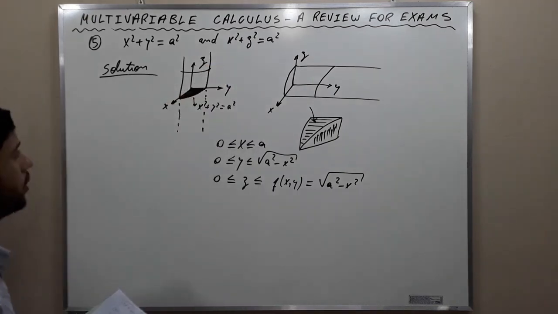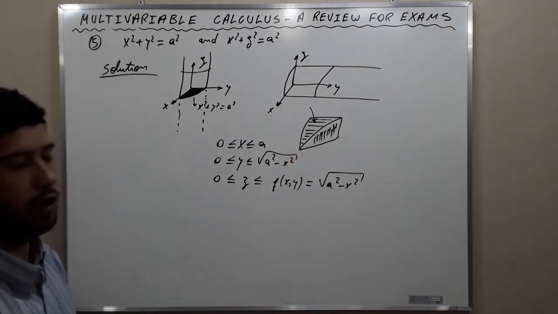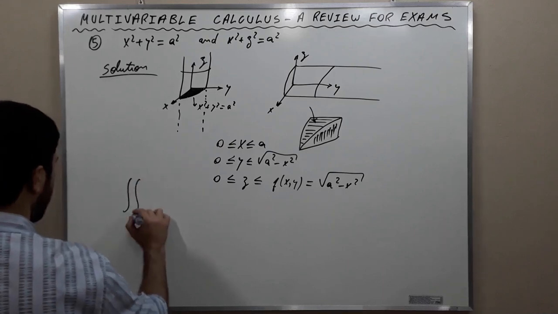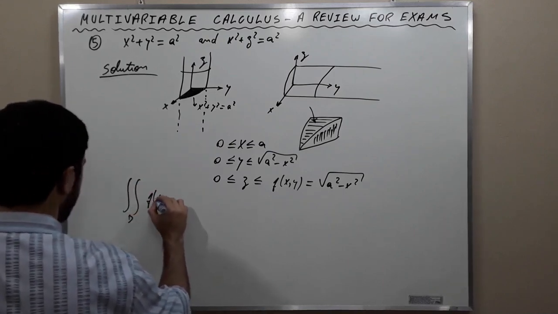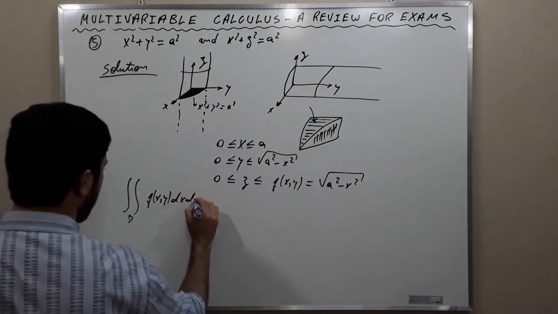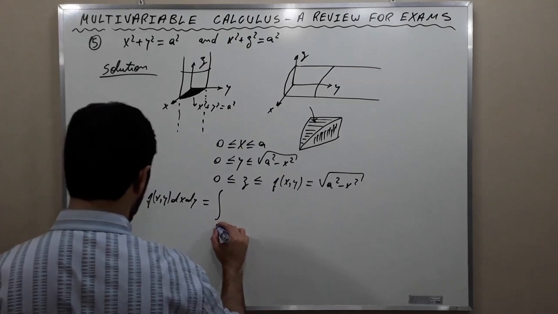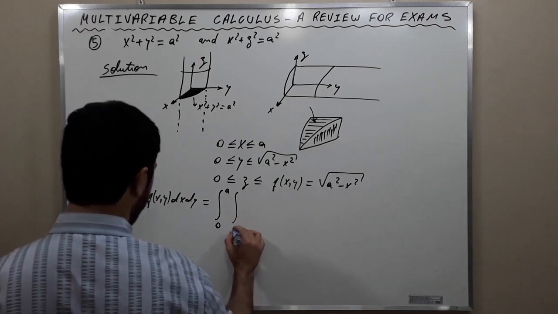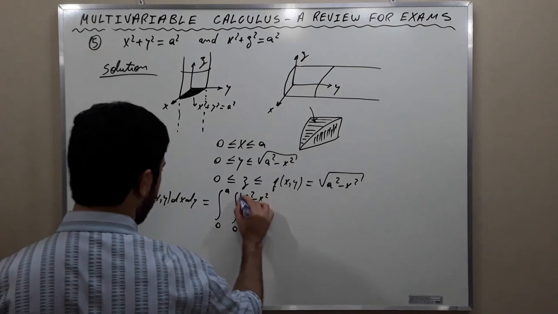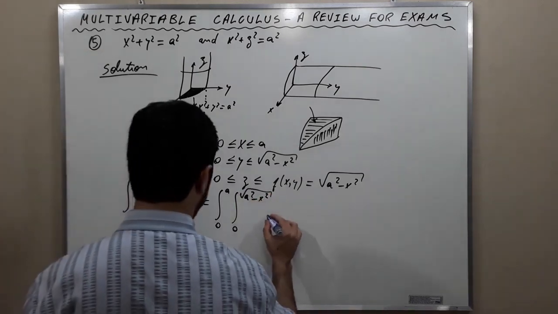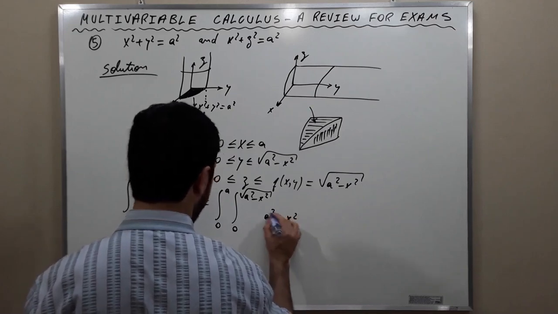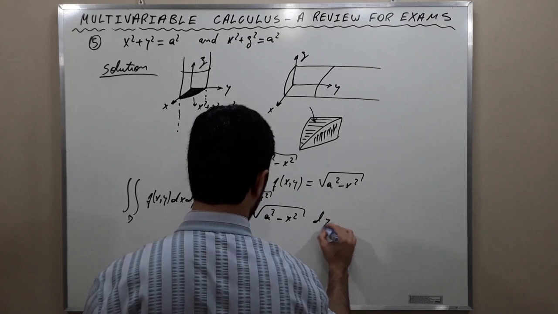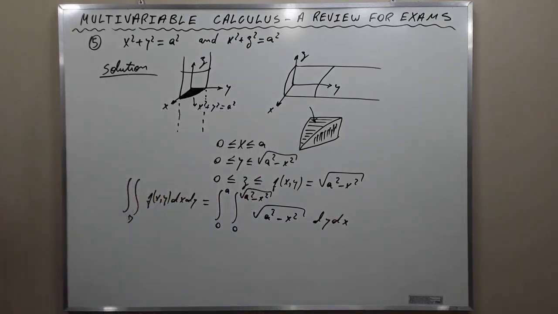And to calculate the volume of this weird solid here, we integrate the function f of x, y, dx dy, and this is the integral in x from 0 to a, and the integral in y from 0 to the square root of a squared minus x squared, of the square root of a squared minus x squared, dy dx. And now we can simply integrate here.